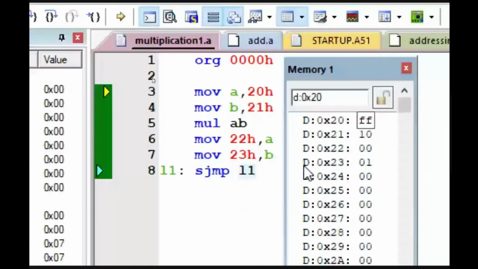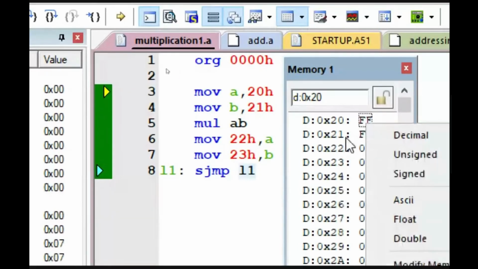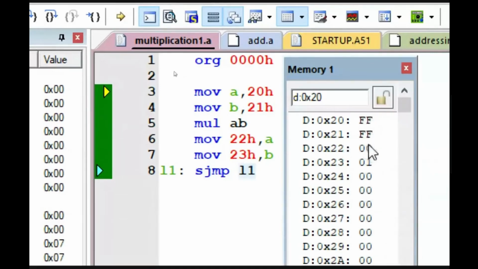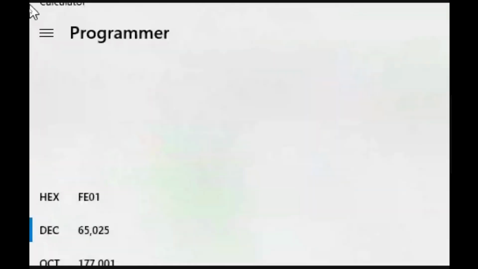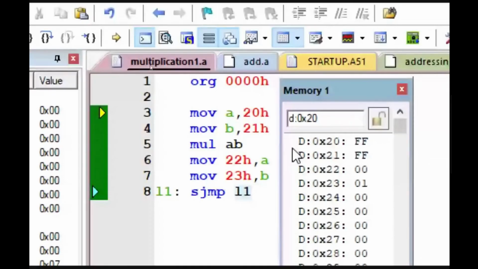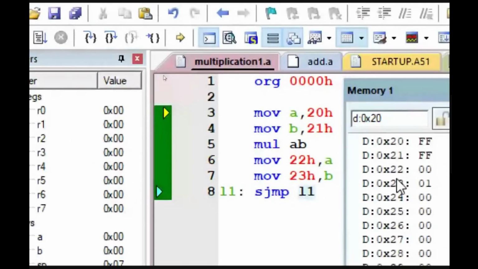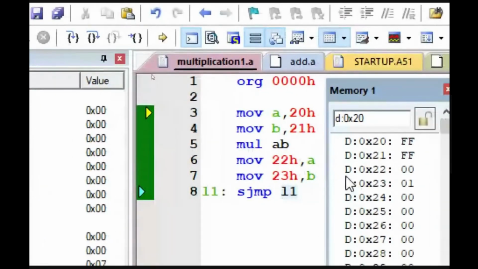FF into FF. So what is FF into FF? What is FF? 255 into 255. What is 255 into 255? 65,025 in decimal. But in hexadecimal it is FE01. So we are expecting 01 in accumulator and FE in B register after multiplication. So from this what we understand, when two 8-bit numbers are multiplied, the product is 16-bit. Content of the memory location 20 is FF. The content of the memory location 21 is also FF. And we are going to do the single step execution.